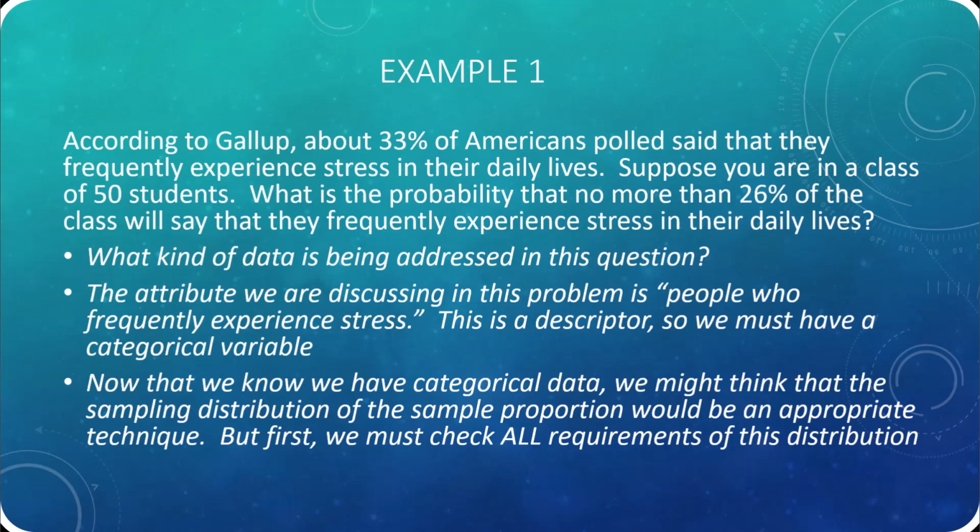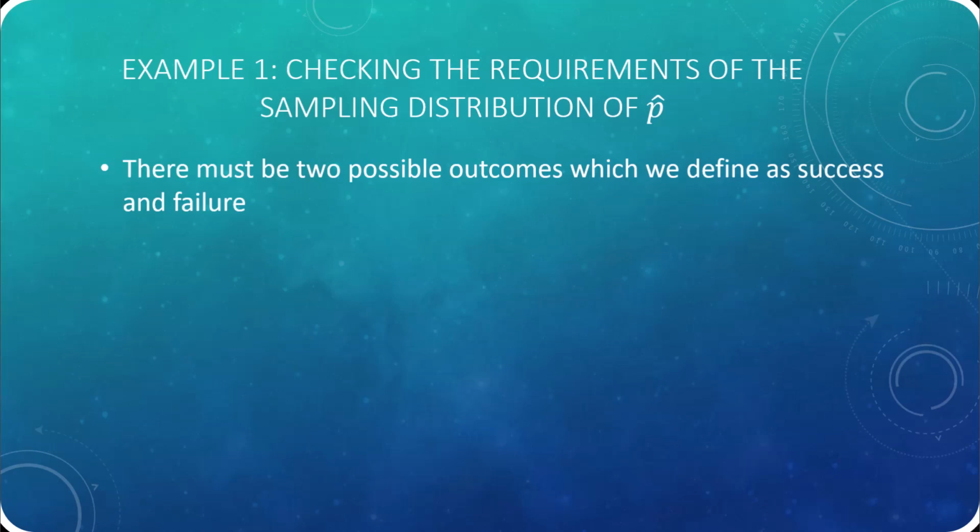Now that we know we have categorical data, we might think that the sampling distribution of the sample proportion would be an appropriate technique. But first, we must check all requirements of this distribution. So the first requirement is that there are two possible outcomes, which we define as success and failure. So we can define success as frequently experiencing stress and failure as not frequently experiencing stress. Remember, in everyday life, success is usually something that is desirable or positive, but in statistics, it's usually just the presence of some sort of attribute. So success is the presence of frequent stress, whereas failure is the absence of it.